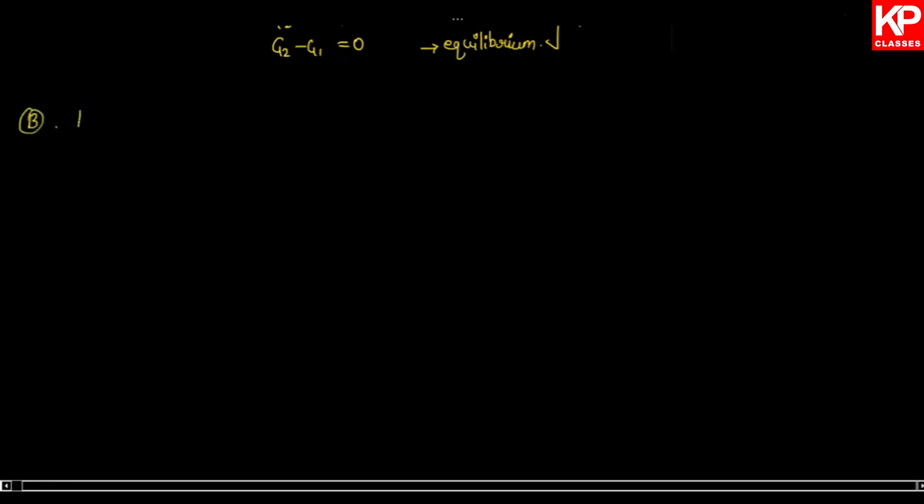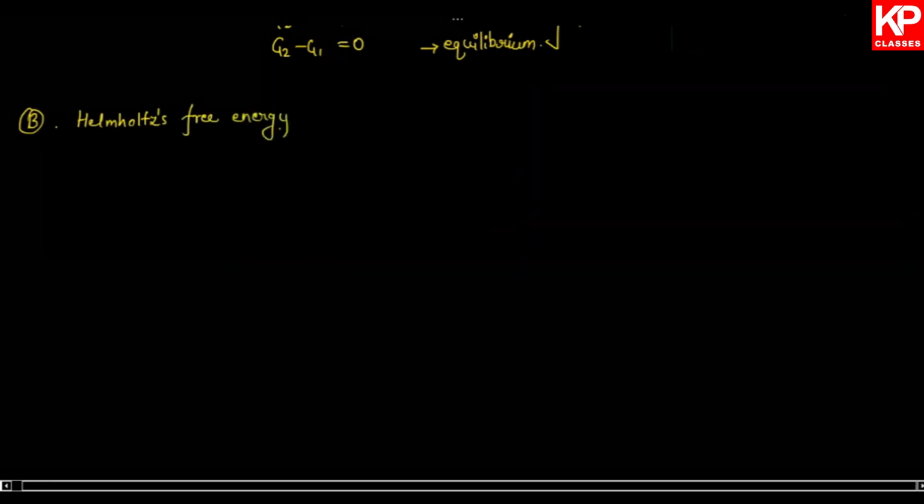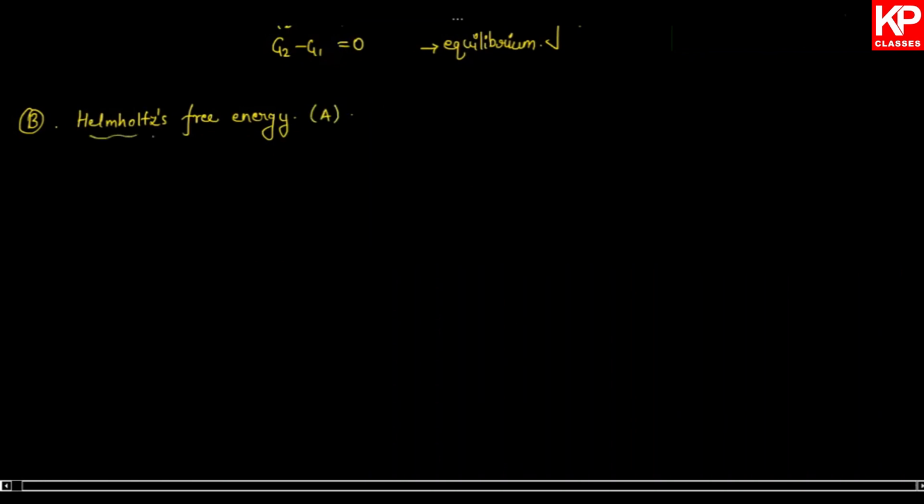So part B is Helmholtz free energy. This Helmholtz free energy is given by A, right? We have already seen this, so you can note it down. It is the maximum non-mechanical work. I'm writing down the definition, kindly note.